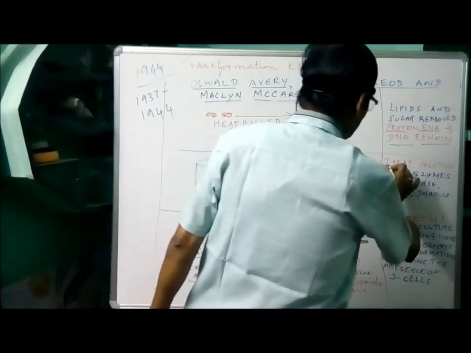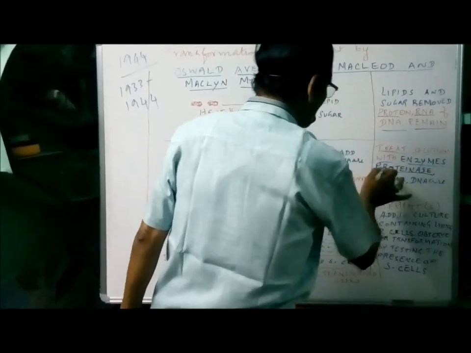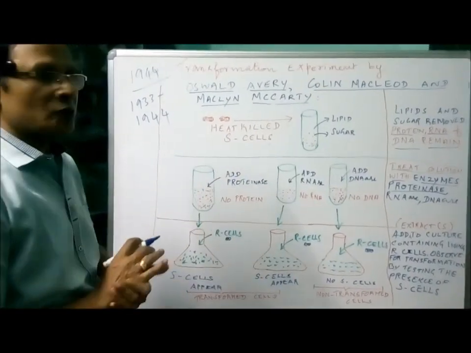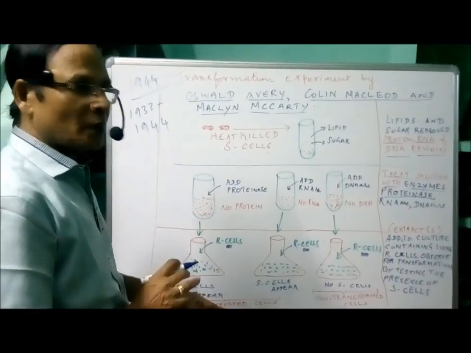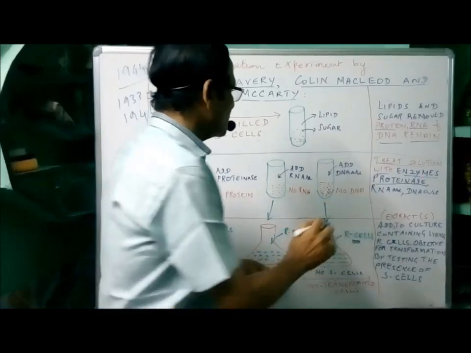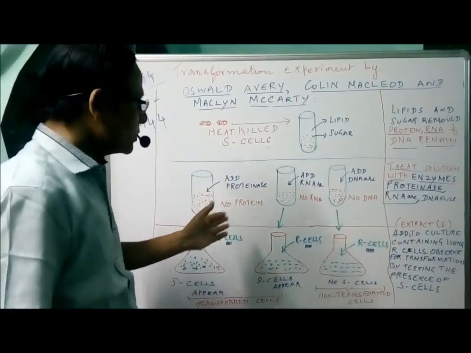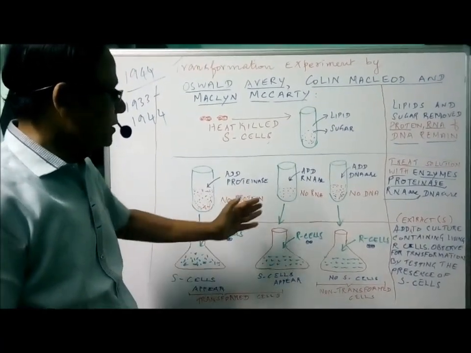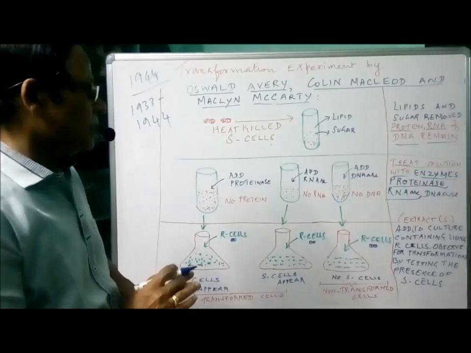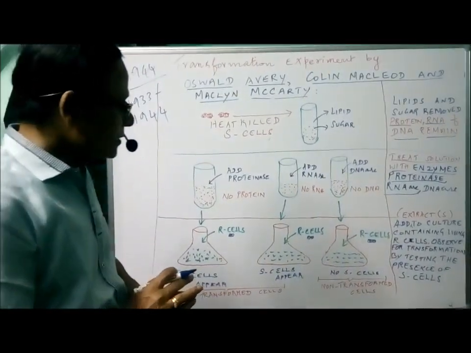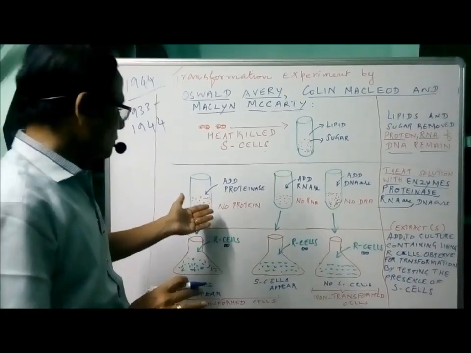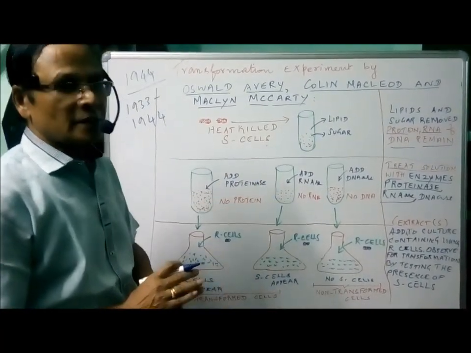They treated the solution one by one with enzymes. The first one was protease. They added the protease enzyme to the extract from S cells, so they removed the protein, and the extract contains no protein. The second one was RNase, to remove the RNA, so the extract contains no RNA. In the third case, they added DNase to digest the DNA, so the DNA has been completely removed from this extract. So in one case protein is removed, in another RNA is removed, and in another DNA is removed.